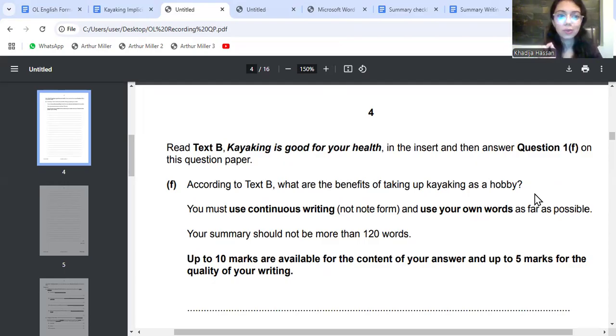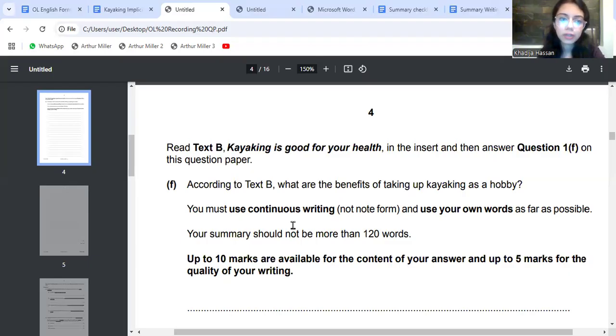So make sure that you notice the word choice very carefully. You must use continuous writing and use your own words as far as possible. Continuous writing implies that it needs to be in a single paragraph. It needs to be continuous. Use your own words. Do not use the words that you find in the insert. Obviously, certain words, for example, kayaking itself, you don't need to look for synonyms for that. But for other words, just use your own words as far as possible.